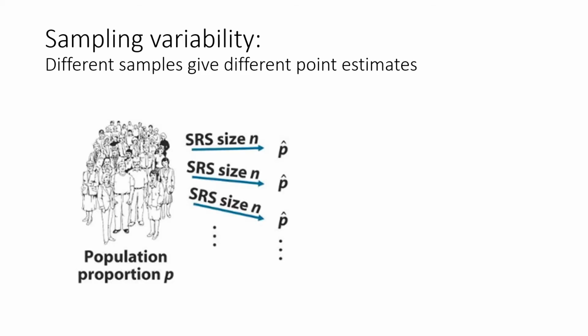So just thinking about this, if I've got an entire population, and the population proportion is p, when I take a simple random sample of size n, I'm going to get a sample proportion. Say this is the sample proportion from my first sample. If I take a second sample, I get another sample proportion. They're likely not to be the same as each other, and they're also likely not to be exactly equal to the population proportion p. And every time I take a sample, I'm likely to get a slightly different estimate.